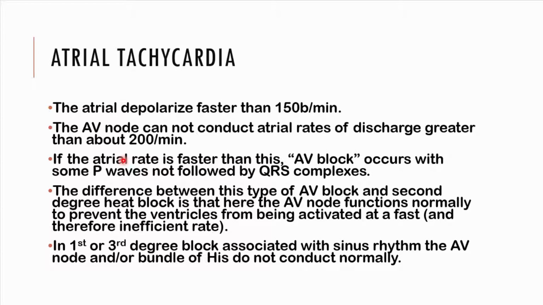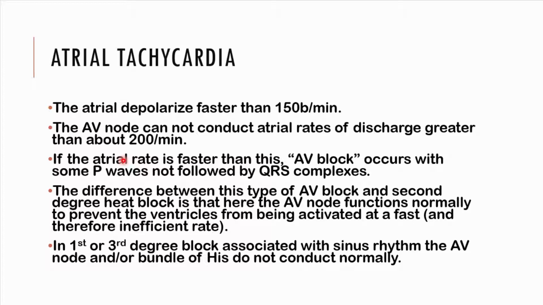Note that the AV node usually has a delay to prevent the ventricles from being overstimulated before they can actually fill with blood, quote unquote. So the AV node is not going to be conducting any impulse rate that is greater than 200 beats per minute that's coming from the atrium. If the atrium has a faster rate than 200 beats per minute, then usually it will appear as if there's an AV nodal block, or there's an AV block.